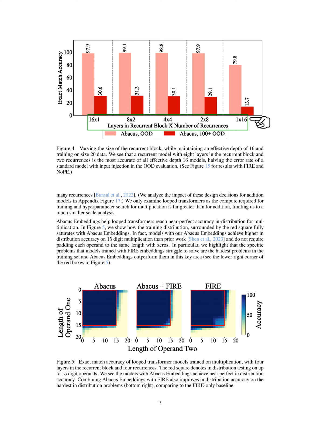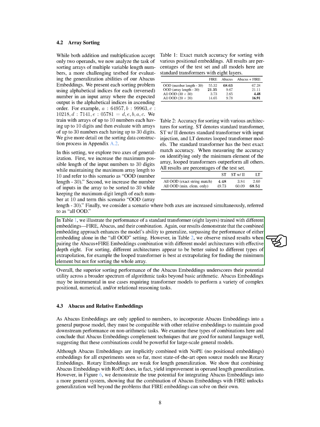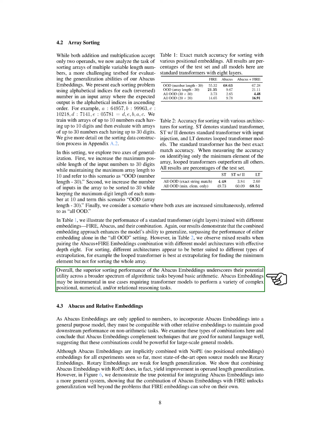For multiplication tasks, we make adjustments to the setup and find that abacus embeddings help achieve near-perfect accuracy. When sorting arrays of numbers, we see that the combined embedding approach enhances the model's generalization ability. The abacus embeddings show superior performance in sorting tasks, indicating their potential for a wide range of algorithmic tasks beyond basic arithmetic.